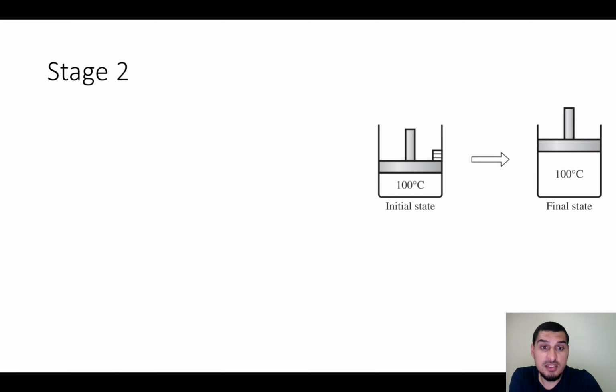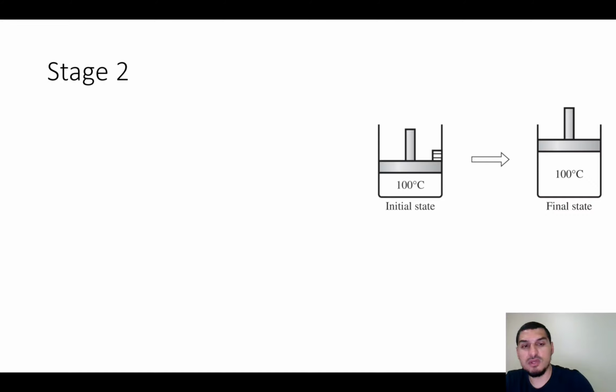The second state, or the second part, is when the clamp was moved and the piston was allowed to move up, where the temperature is still at 100 degrees Celsius. So let's again look at this. We said that we have no change in kinetic energy because the fluid is not moving. It's just expanding. There's no flow. There's no velocity.